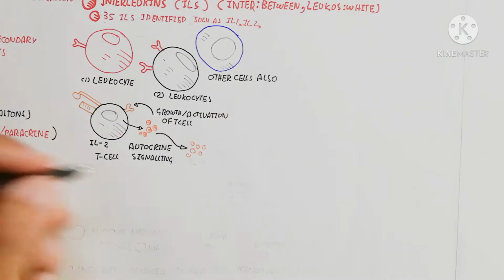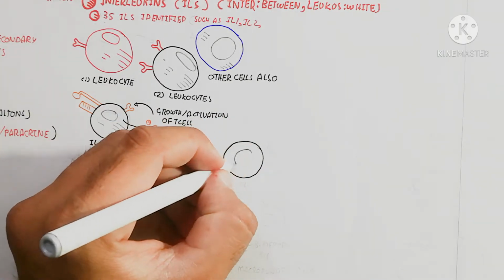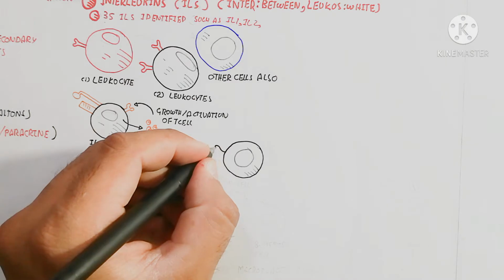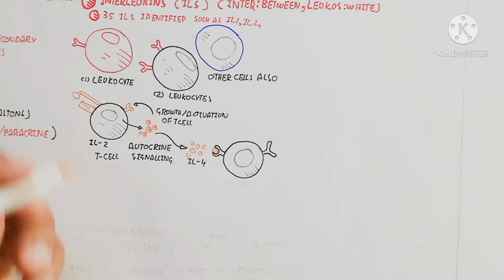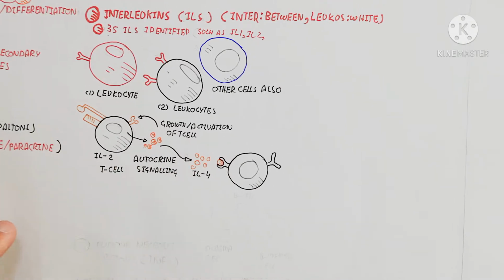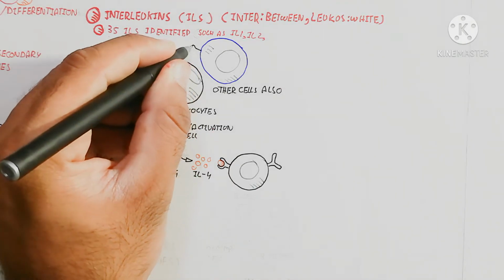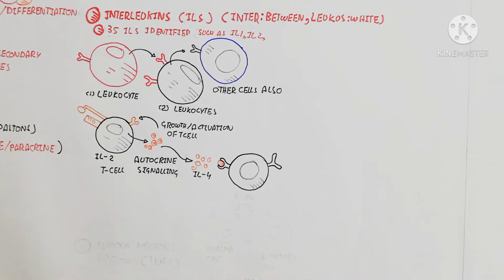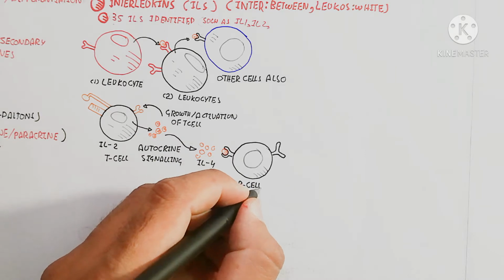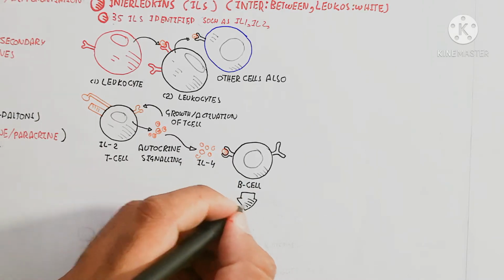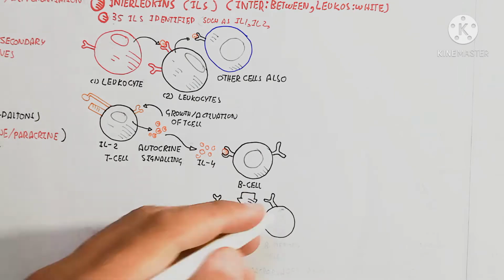So here is interleukin 2 produced from the T cell after the recognition of the pathogen by different mechanisms due to the dendritic cell, if we talk about the T helper cell, and it produces autocrine signaling to stimulate more proliferation, growth and activation of T cell, while on the other hand interleukin 4 will stimulate the B cell to proliferate and produce plasma cell and B memory cell.